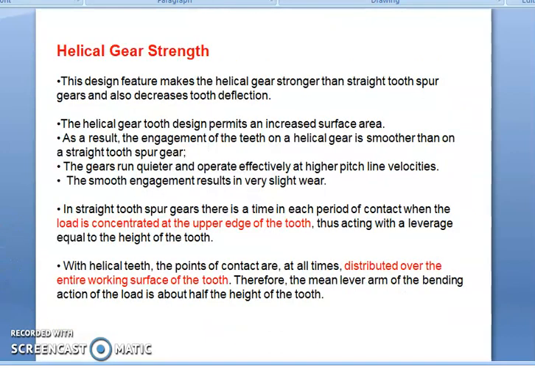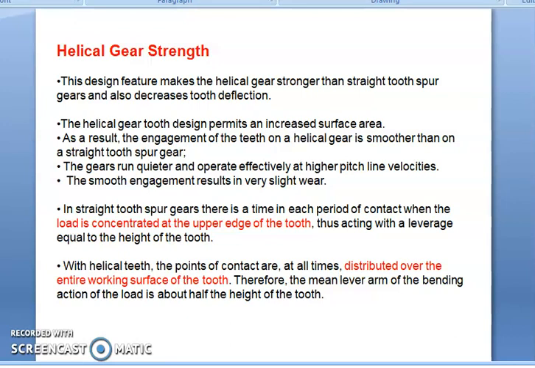Helical gear strength. The design features make helical gears stronger than straight tooth spur gears and also decrease the tooth deflection. Here the helical gear tooth design permits an increased surface area of contact. As a result, the engagement of the teeth on a helical gear is smoother than on the straight tooth of the spur gear. So the gear runs quieter and operates effectively at higher pitch line velocities. So the smooth engagement results in very slight wear.